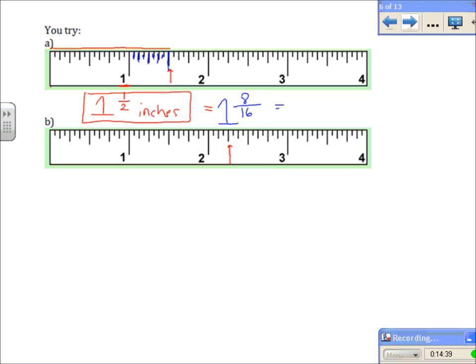And 8 over 16 will reduce. If I take 8 and I see I have a common factor here, both 8 and 16 can be divided by 8. So if I reduce that fraction, I get 1 over 2. 8 divided by 8 is 1. 16 divided by 8 is 2.